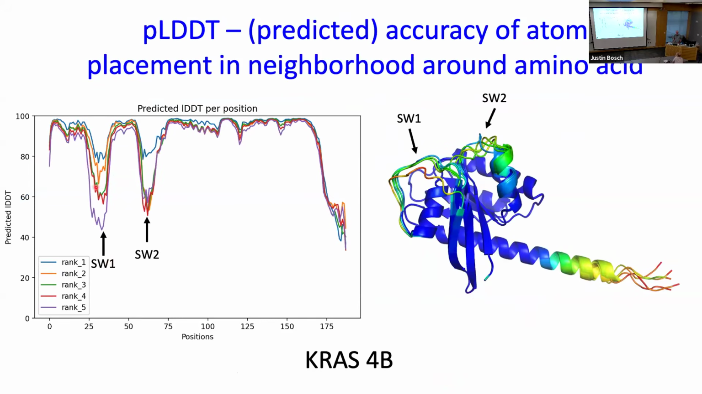Here it is for KRAS. These are just the 5 models of KRAS. This is the switch 1 loop and switch 2 loop. Those are the ones that move around. The models are slightly different from each other. And here's the pLDDT goes down to 40 in the switch 1 and 50 in switch 2. And the folded parts are all sort of 80, 90. So that's just what it looks like for a single protein.